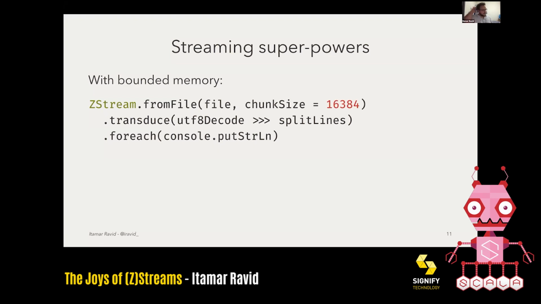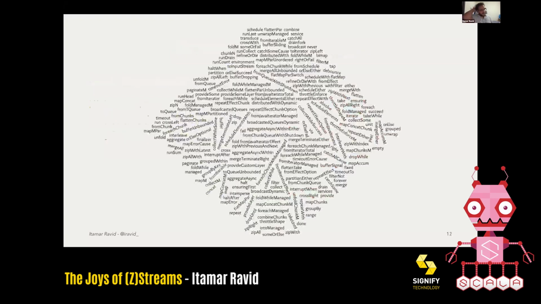How rich? Well, this is a word cloud I generated of all the operators on ZStream currently. I can assure you that if you think of a way to compose streams together, there's an operator for this. Just like there's an app in the App Store, there's an operator on ZStream for composing your streams together and transforming them. You'll find anything you'd like.